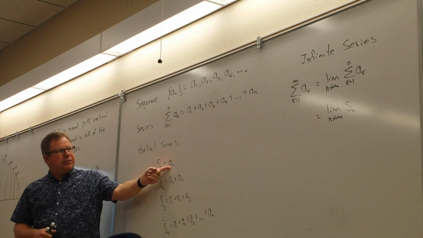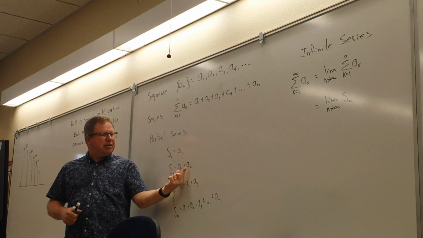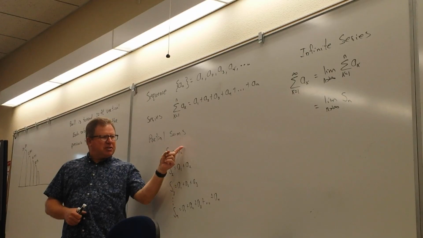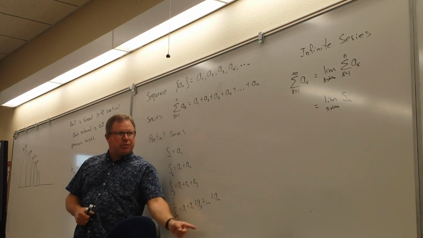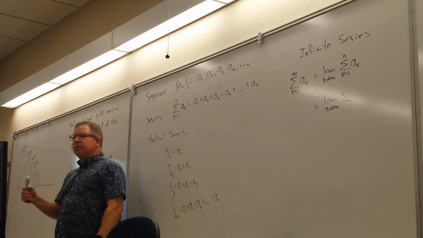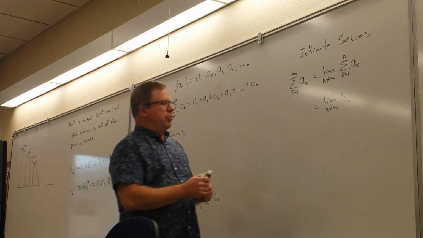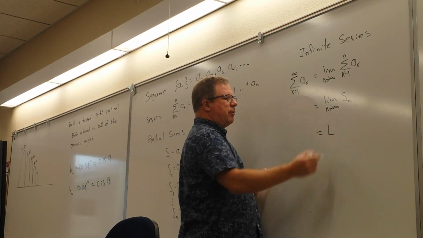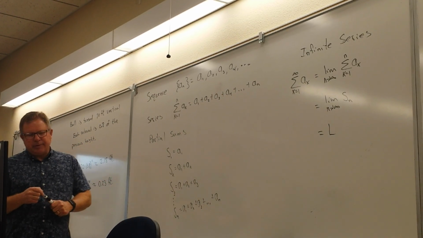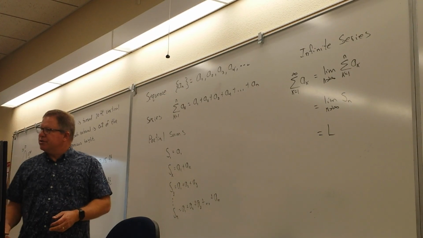S sub 1 will be the sum of the first term, just that. S sub 2 will be the sum of the first two, so that'll be an answer for that, an answer for the first three. And we look at the limit of these answers to find the sum of the infinite series. And then we just simply say this equals L, which is the limit. Any questions?